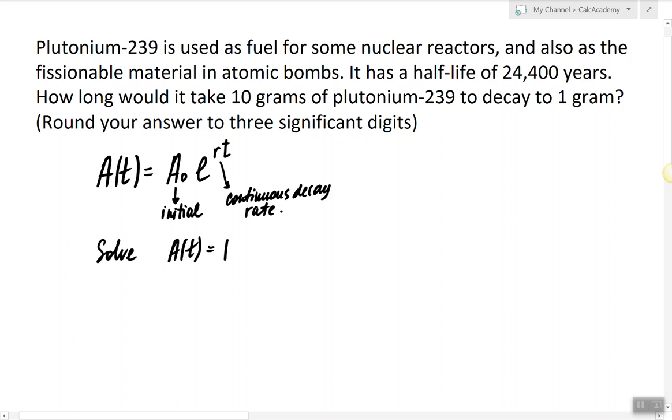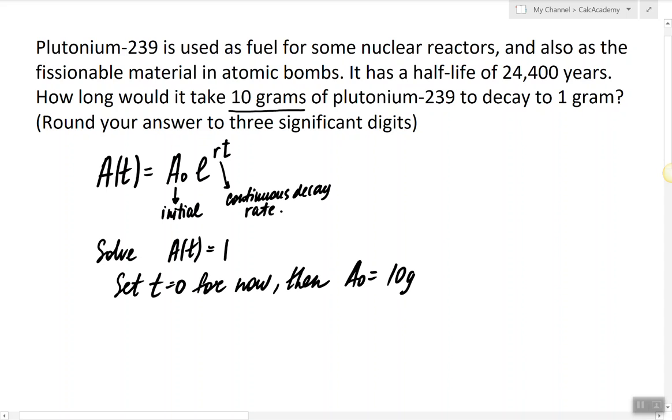However, from the way the problem is given, we can only assume that A0 is 10, by setting t equal to 0 to be the current moment. So if we set t equals 0 for now, then the initial value is 10 grams. So the only thing we have to find now in order to start using the model is R. And to find R, this is where we have to use that statement about the half-life.